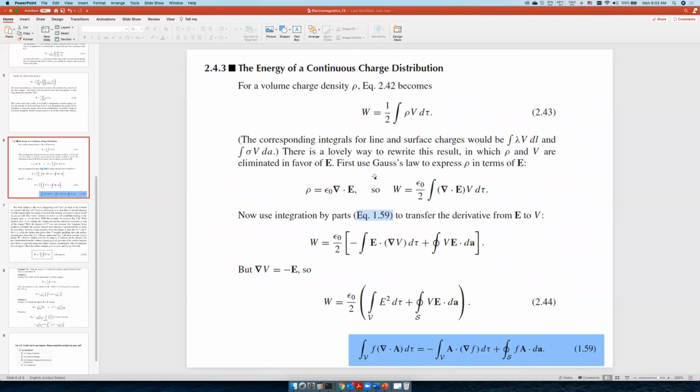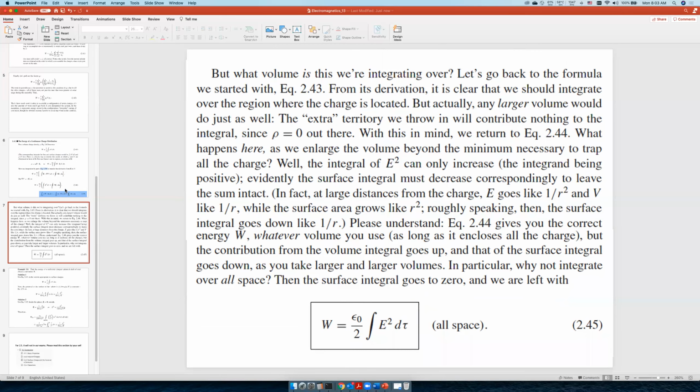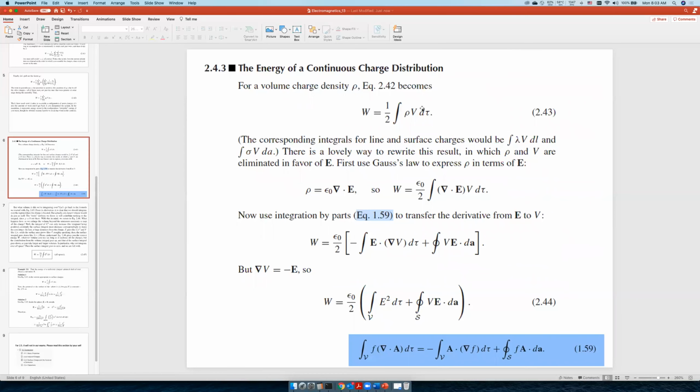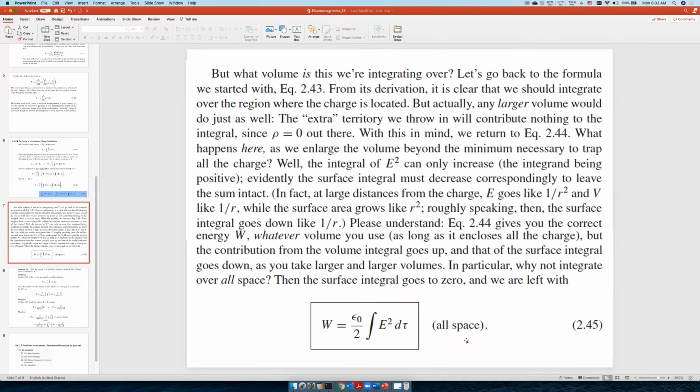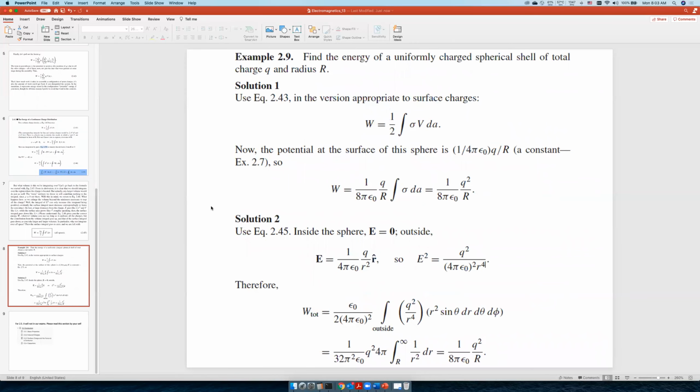Now you have two sets of equations to use. The first one is shown here, 2.43. The second one is 2.45. Okay, once you have those two equations, let's do an example here. Find the energy of a uniformly charged spherical shell of total charge Q.